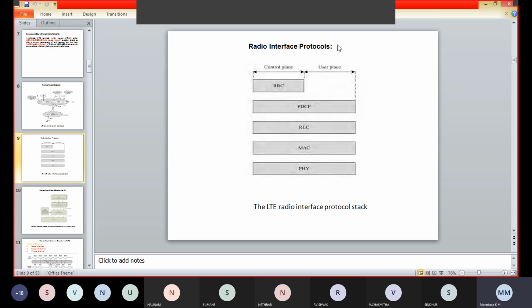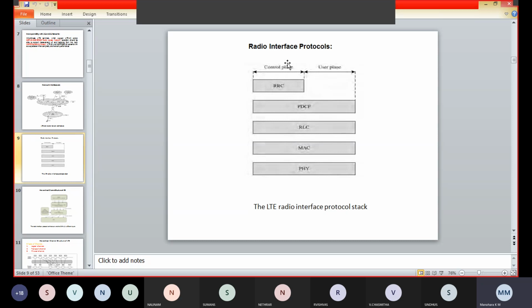The LTE radio interface protocol is composed of the following layers. First one is RRC, and next we have PDCP, then RLC, followed by MAC and the physical layer. Here RRC is the radio resource control. The radio resource control layer performs the control plane functions including paging, maintenance and release of an RRC connection, security, handling mobility management, and quality of service management.